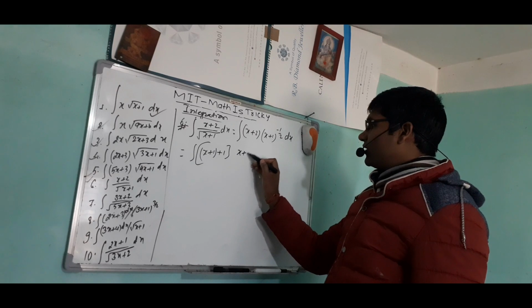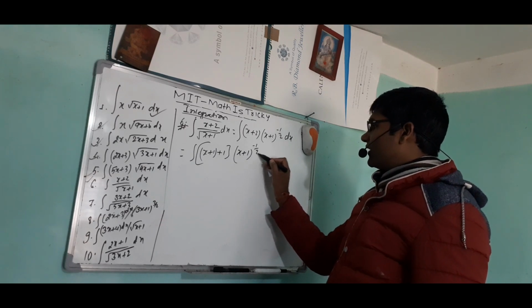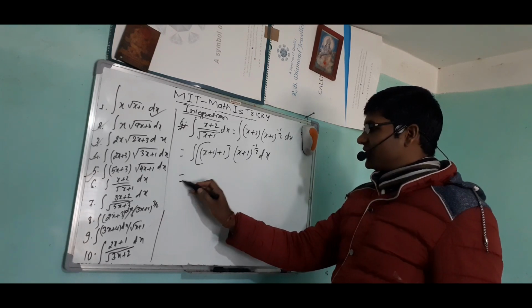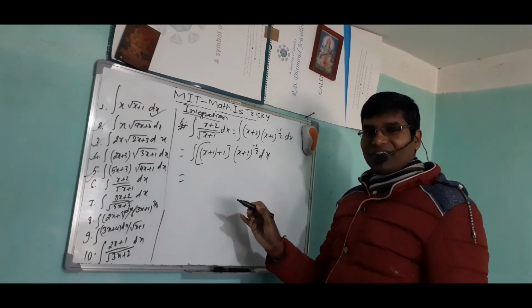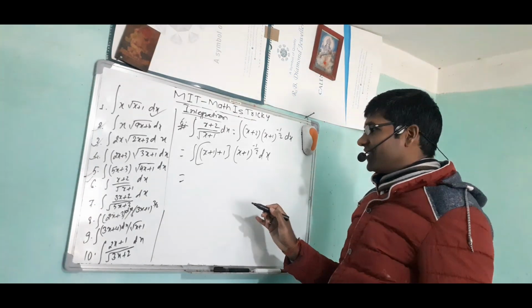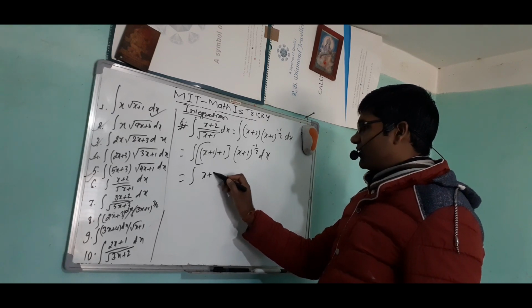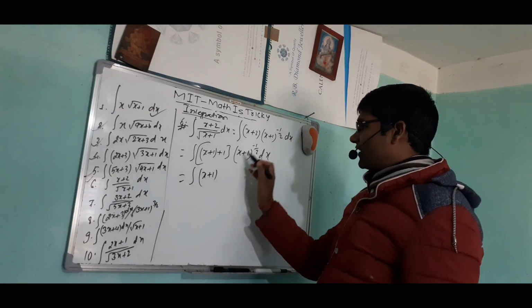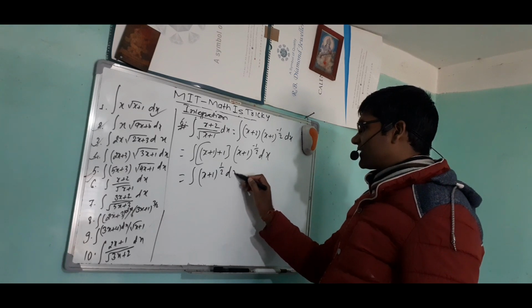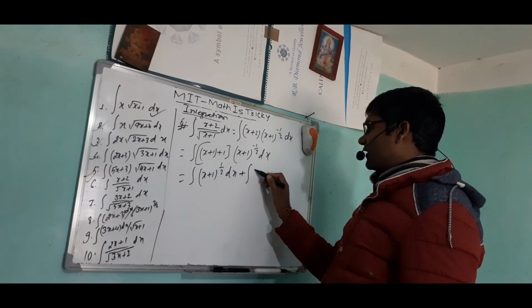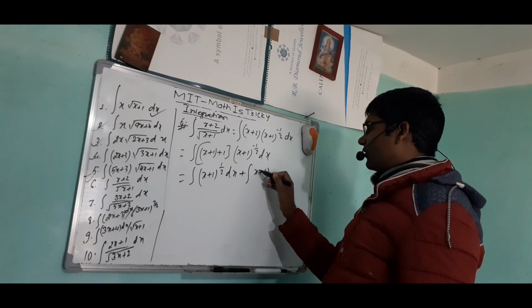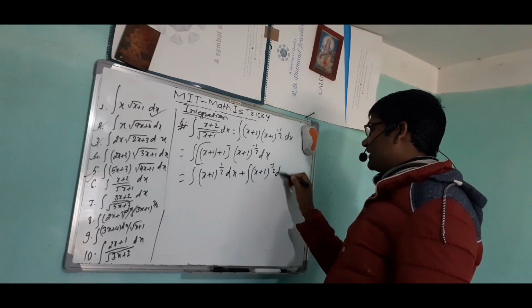And then (x+1)^(2 - 1/2) dx. Let's solve this. It's very easy, and if you understand, it is going to be interesting. So it is going to be (x+1)^(1 - 1/2), which means (x+1)^(1/2) dx plus (x+1)^(-1/2) dx.